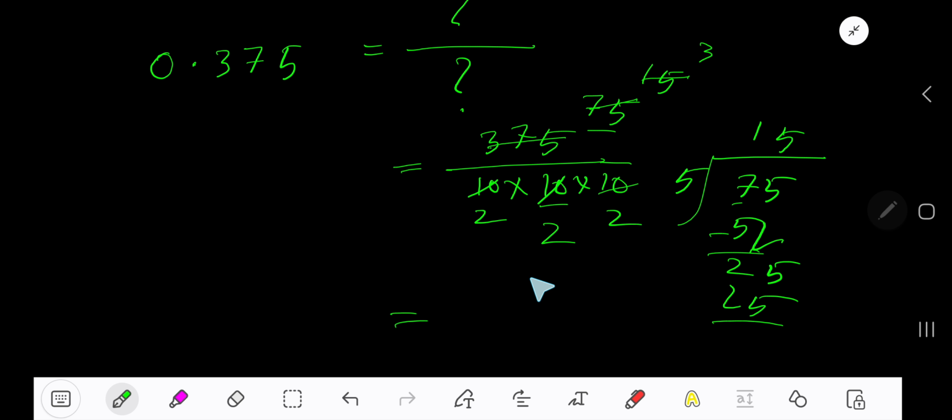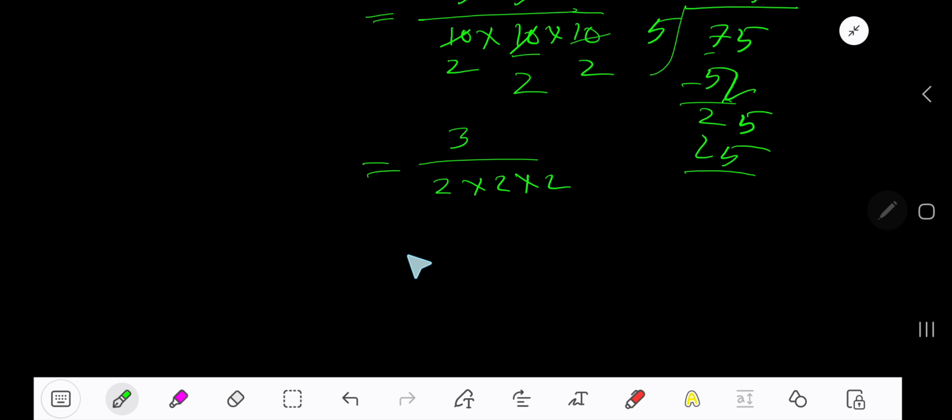So now we are getting 3 in the numerator, and in the denominator we have 2 times 2 times 2. So basically we are getting 3 over 2 times 2, 4, 4 times 2, 8. So look, there is no common factor between 3 and 8 that can divide these two numbers more. So this is the lowest term.